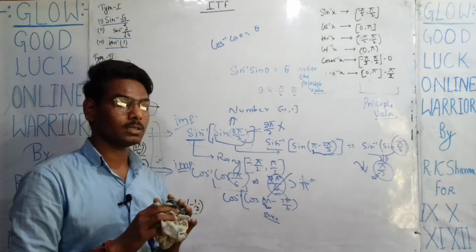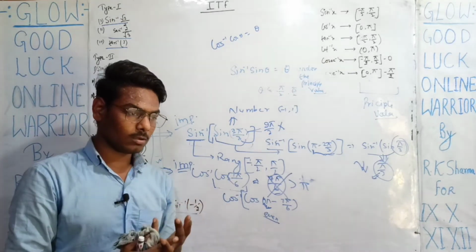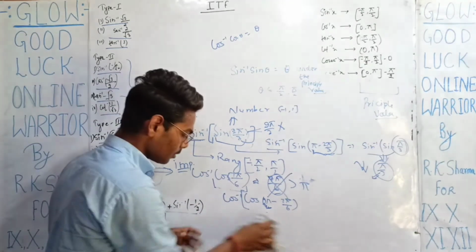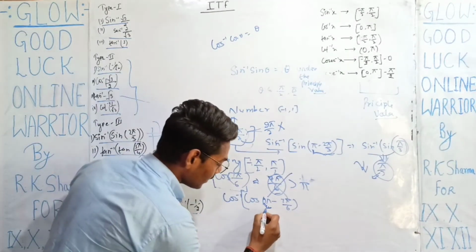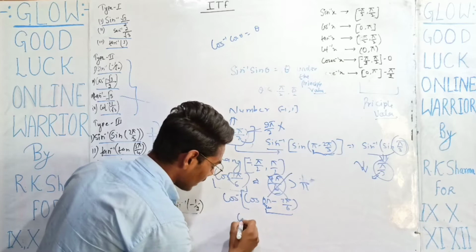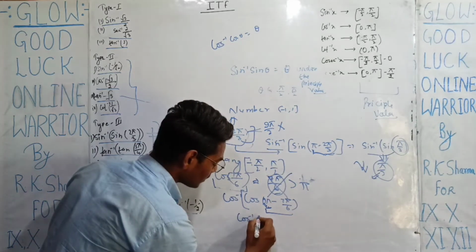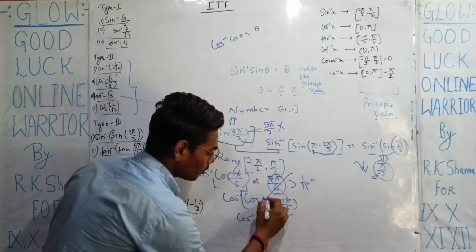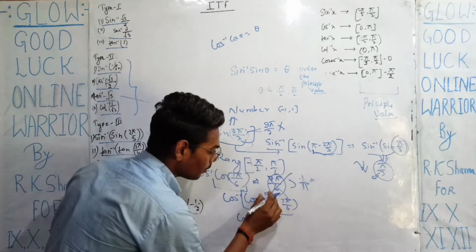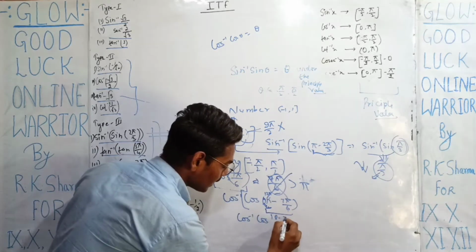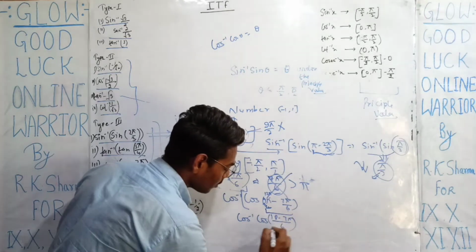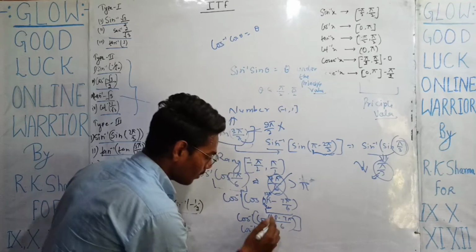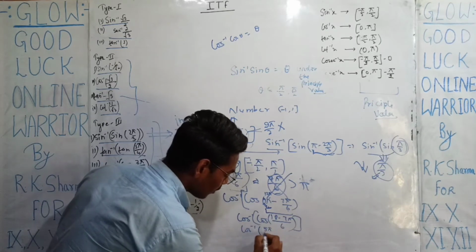If you understood the trigonometric functions in the 11th class, then it is very easy to understand. But if you can't understand it in trigonometry, then it is very hard for you. So we can write it like this: cos inverse cos of 12 pi minus 7 pi upon 6. Cos inverse, we can write 5 pi upon 6.